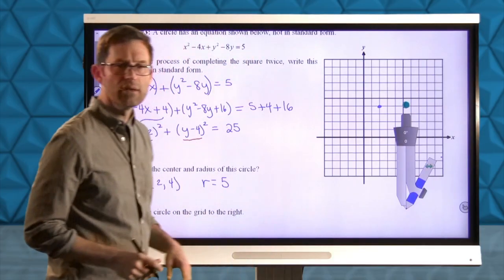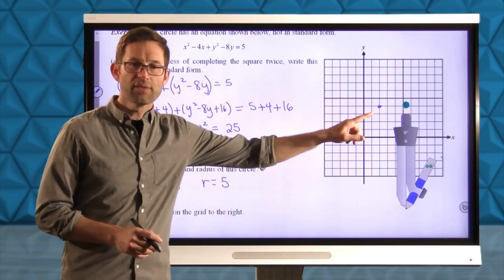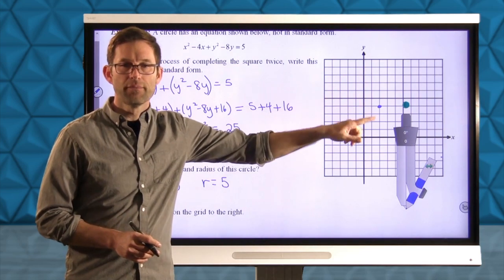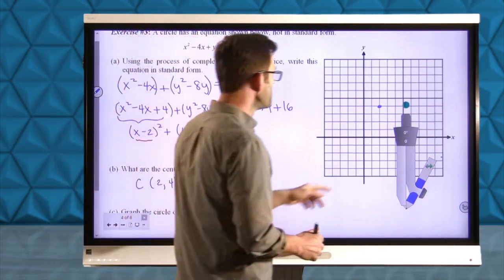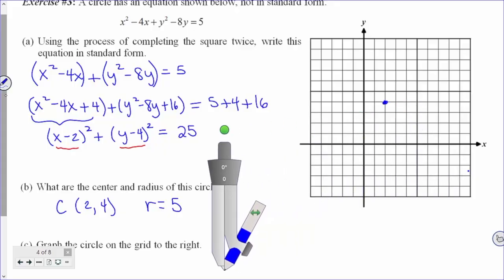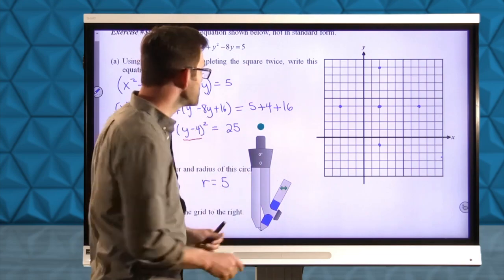I also tend to plot what I would call 4 important points. I literally take the center and I'll go 5 units up, 5 units down, 5 units to the left, 5 units to the right. Let me just move my compass out of the way. Here's 5 units to the right, 5 units to the left, 5 units above, and 5 units below.